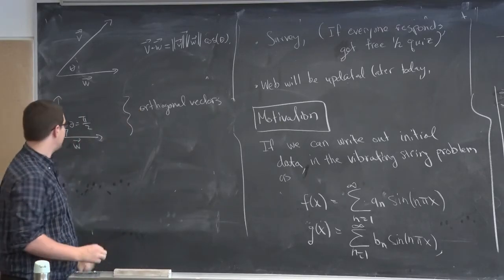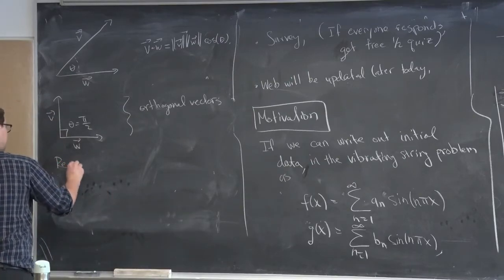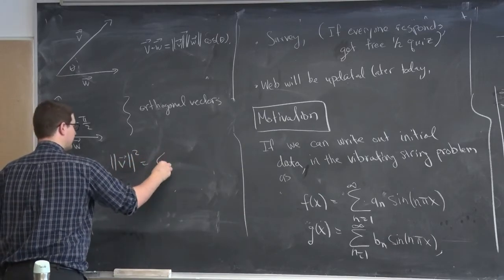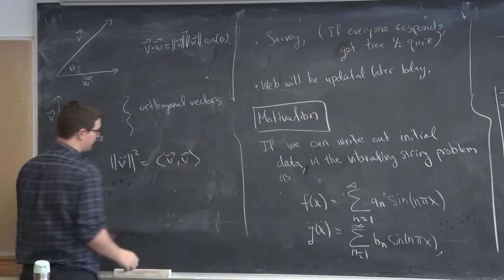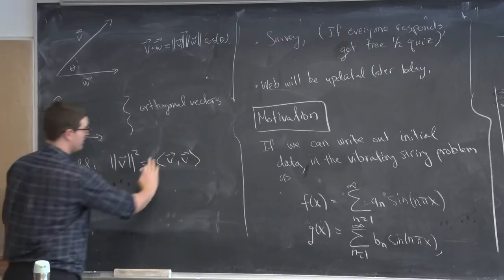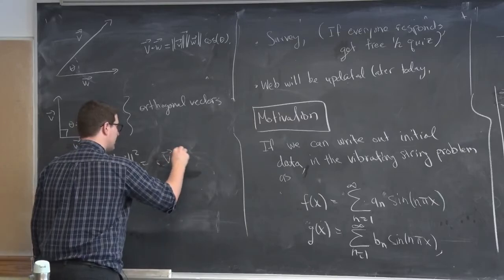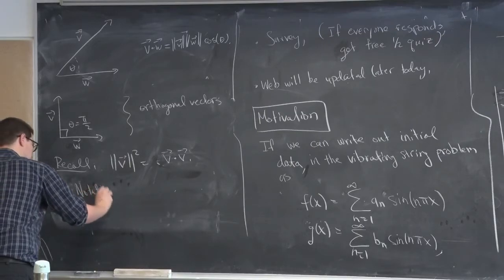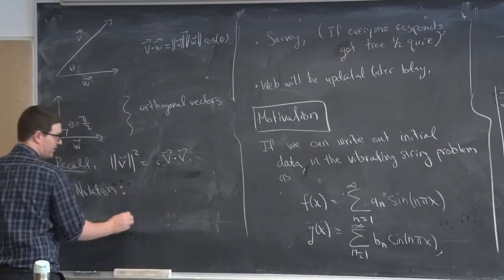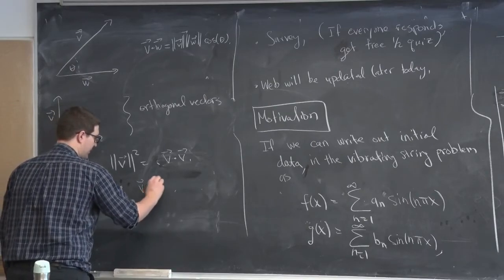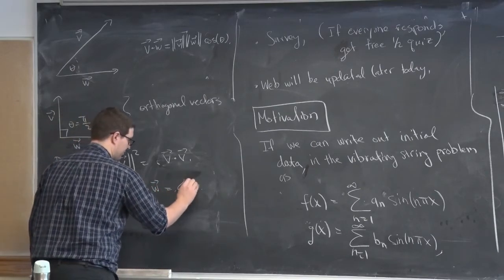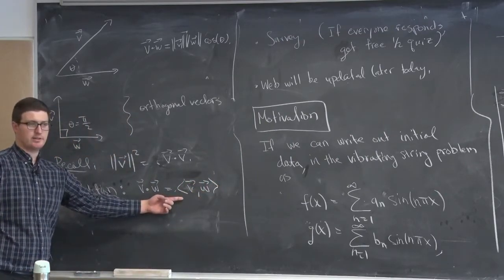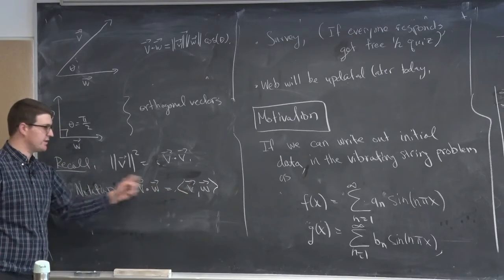Let's also recall that this norm squared, by definition, is V dotted with V. Okay, and let me introduce a new notation that we'll use. This is used very often, and it's one of the reasons why I don't like the way the calculus book writes vectors. But this is a very common notation for inner products: angle brackets, and this means a dot product.